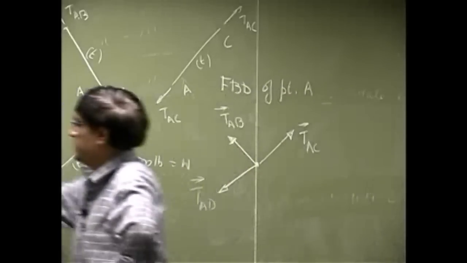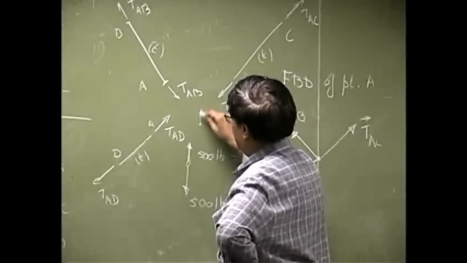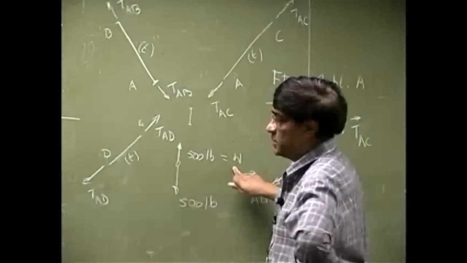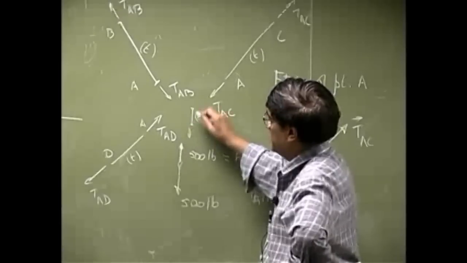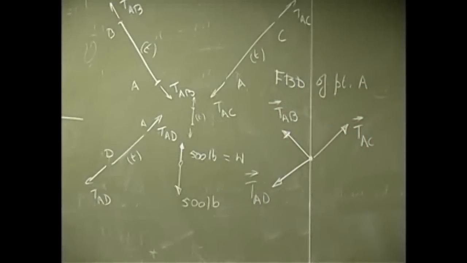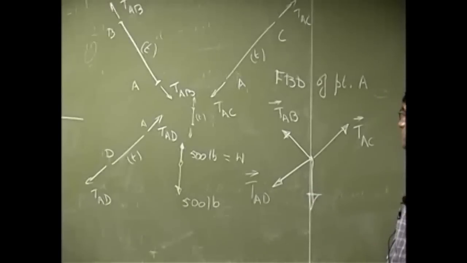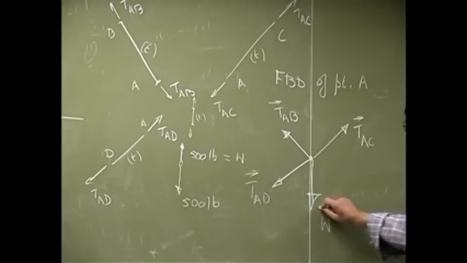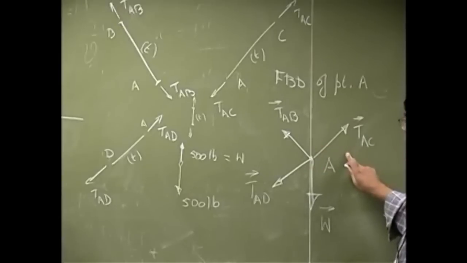Then this part of the cable, if I would have drawn it here, and if I say this was W, and this also is going to be in tension, you have another force going like this. And both of them will be the same magnitude. So in here, you have a force going in the downward direction, and I'm just going to call this W. So at point A, you have these four forces.